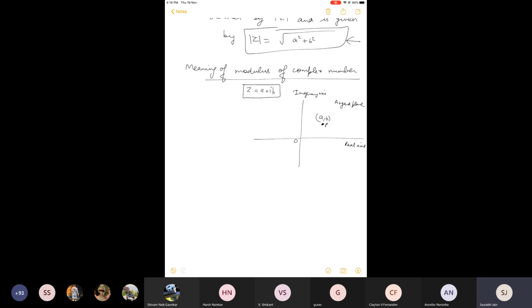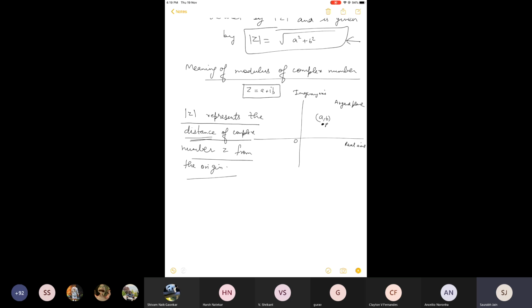But here we are learning about the modulus, so let me write what it means. Mod z represents the distance of the complex number z from the origin. This is the geometrical meaning. If someone asks you the meaning of modulus, you will not say under root a square plus b square, that is the formula. The modulus of a complex number is its distance from the origin.